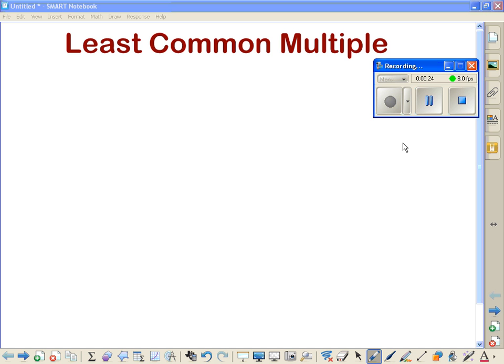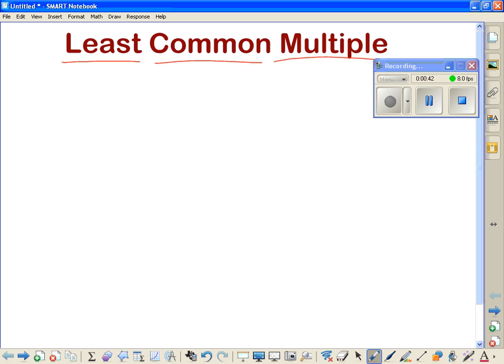So, let's talk a little bit about least common multiple. I know you guys had some questions on this. Maybe you didn't quite fully understand it, so this is basically to help you understand it a little bit better. Okay? So let's talk about what it is first. Least common multiple. The first thing we have to know is what is a multiple?